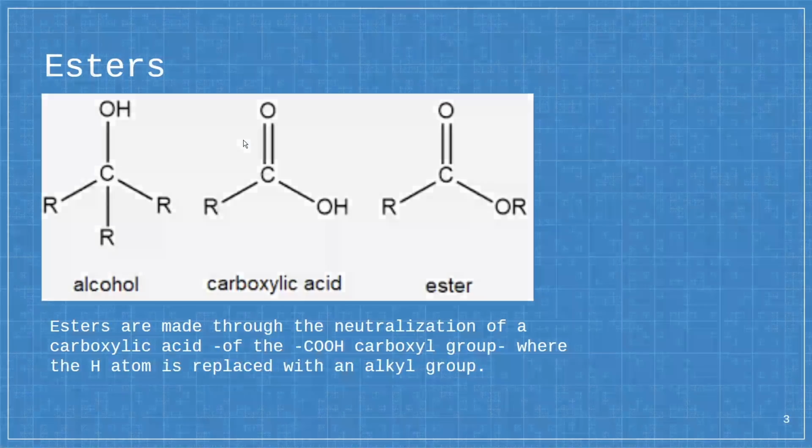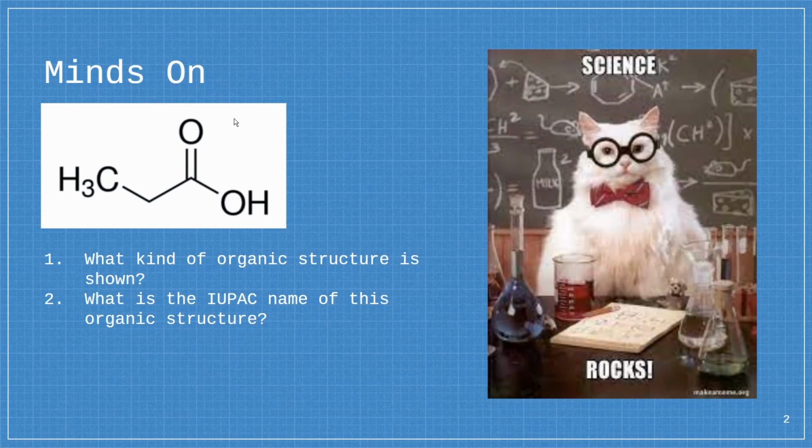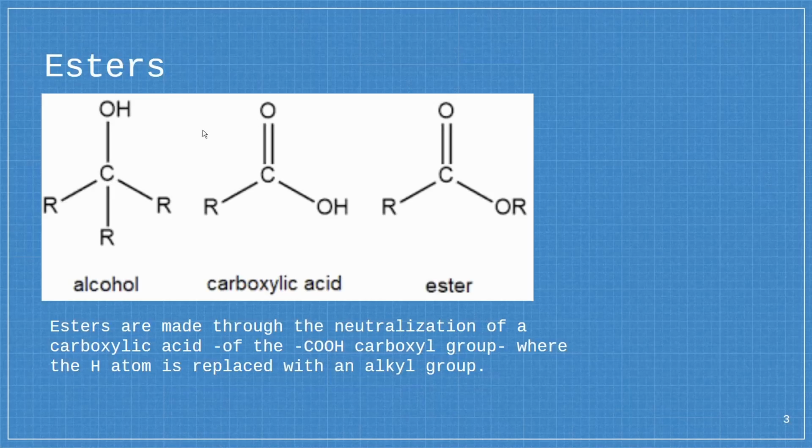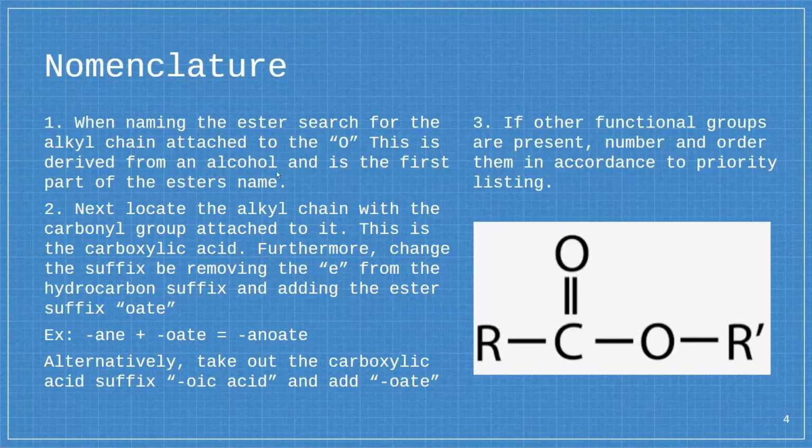For example, if we were to go back and make our propanoic acid over here into an ester, we would get propanoate. It also depends on whatever alcohol is used, but you get the point. Let's say we use ethanol and propanoic acid, it'd be ethyl propanoate. There you go, that's a better example.